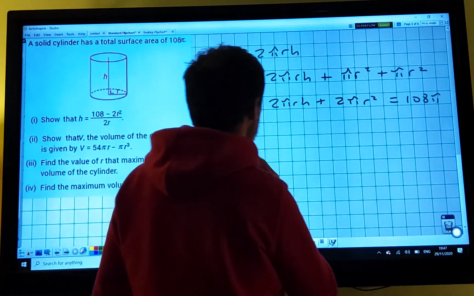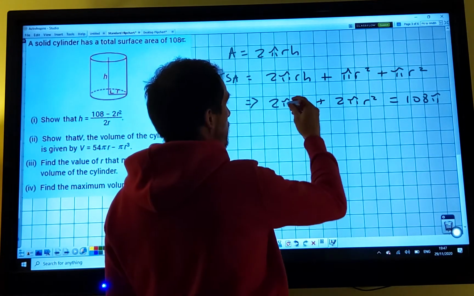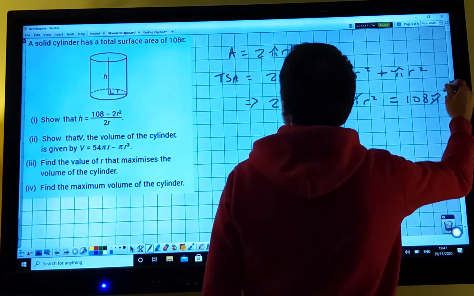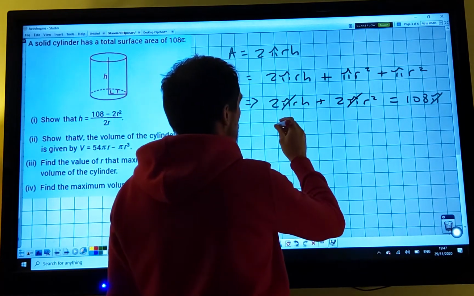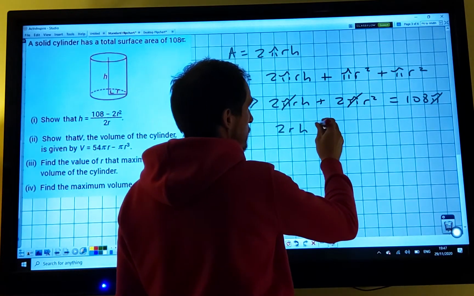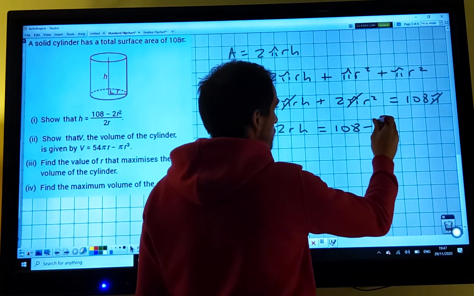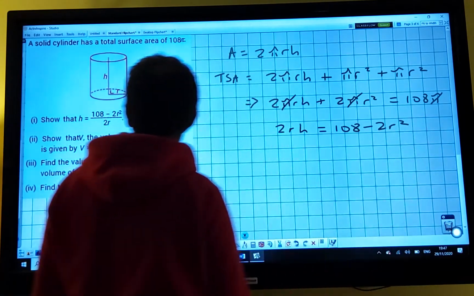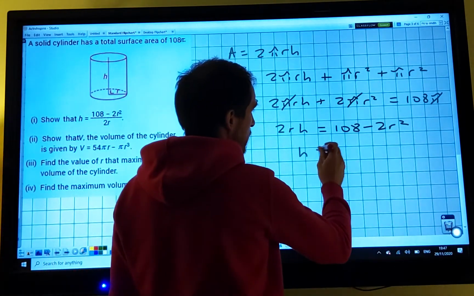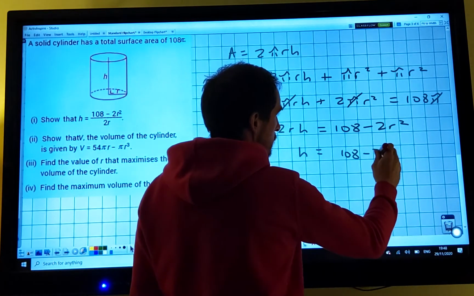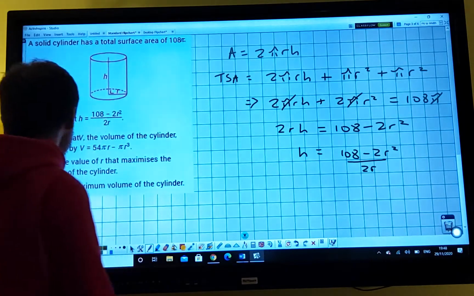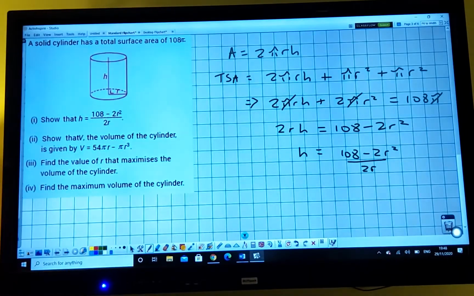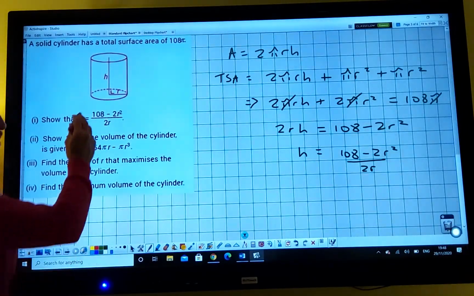Now, what you can do here is as follows. Take pi, it cancels. Okay? Now what I can say is that 2rh is equal to 108 minus 2r squared. And h then is equal to 108 minus 2r squared, divided by 2r. So that's that formula there. So I've shown that that's equal to that.